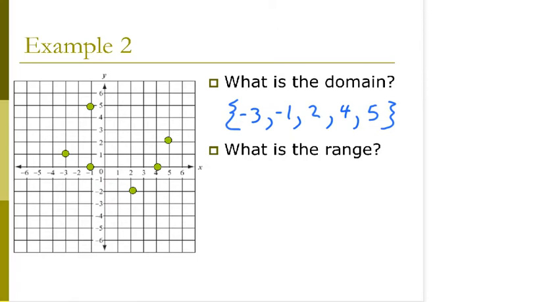And just to reiterate, this point has 5 as its y value. This point has 1 as its y value. This point has 2 as its y value. This point and this point both have 0 as its y value.